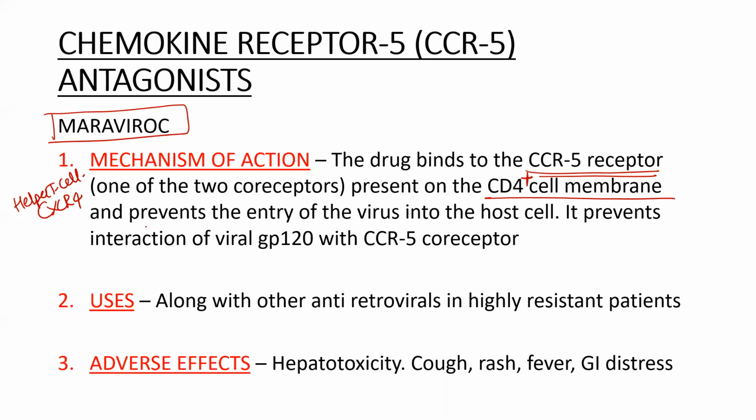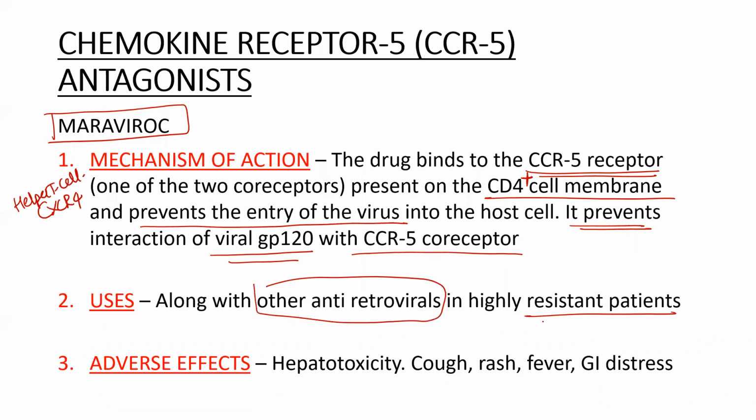And what they do is they prevent the entry of the virus. So what it basically does is it prevents the interaction of viral GP20 with the CCR5 co-receptor. So when there is no interaction, the virus cannot get inside or cannot bind to the cell membrane. So where do we use it? We use it along with other antiretrovirals in highly resistant cases.